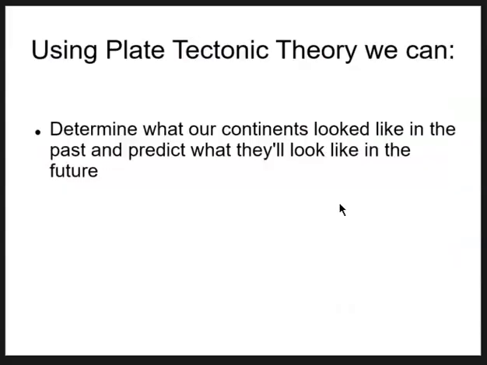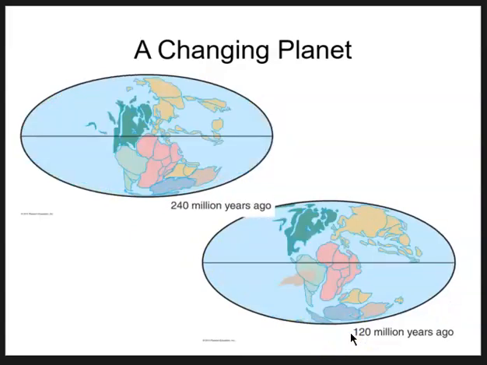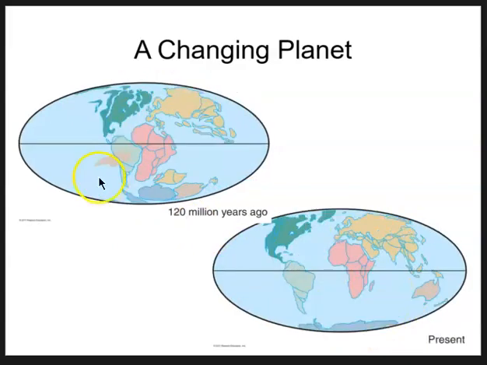Now, with plate tectonic theory, we can determine what our continents looked like in the past, and we can also predict what they'll look like in the future. Here, this is what Earth looked like 540 million years ago. If you watch this green continent here, you might start to be able to identify it as we move closer to our current time. This one is showing you 360 million years ago. This one is 240 million years ago. Here's 120 million years ago, and you probably are starting to be able to identify the continents now. And here's the present.